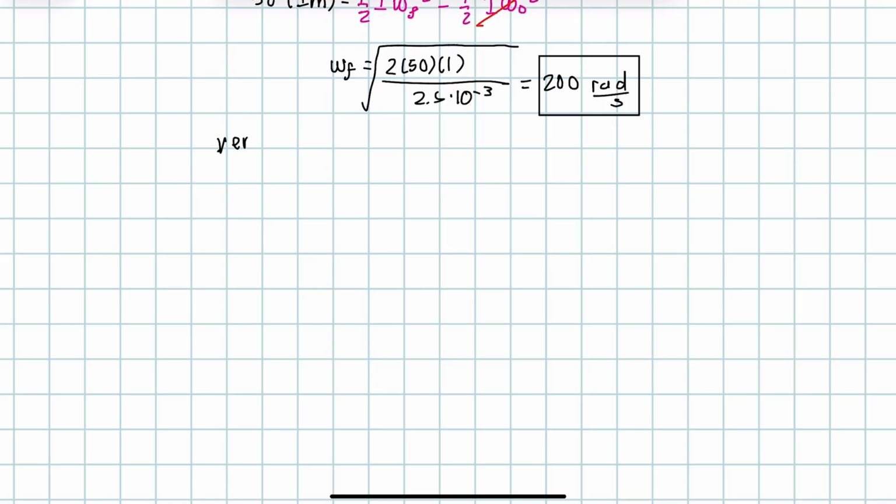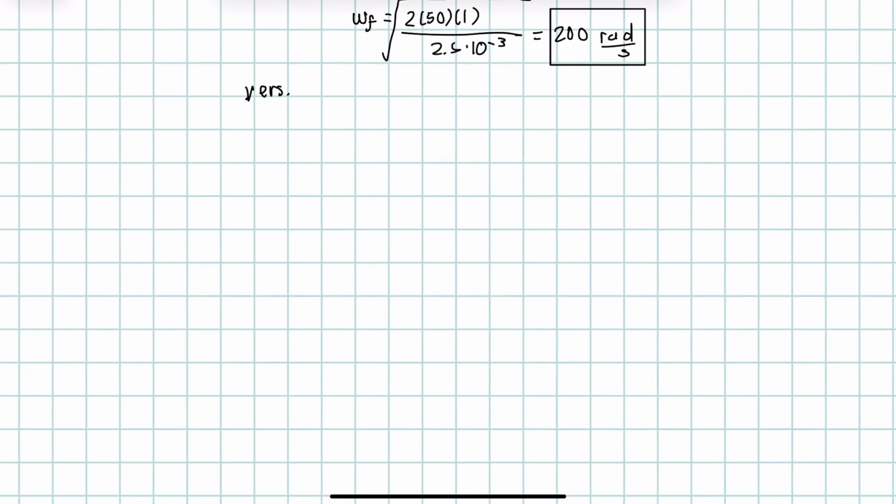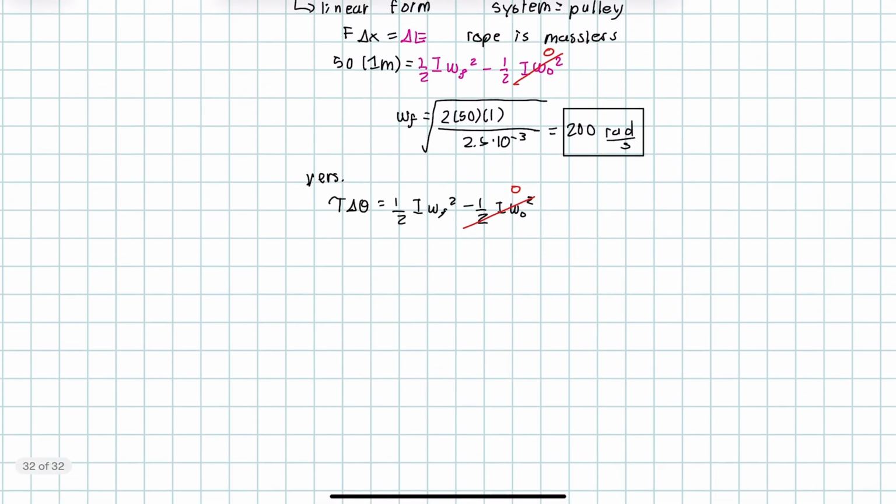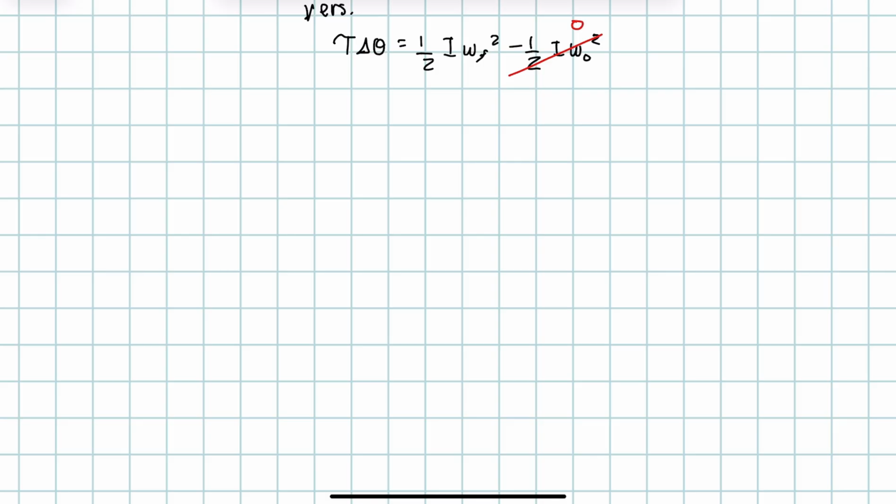Now, the second way we can do this is with the other formula. Tau delta theta is equal to 1/2 I W_f squared minus 1/2 I W initial squared, and you know that this is going to be 0. So now if you draw the r vector, well, the torque is going to be the force times r times theta, so F times r times delta theta.